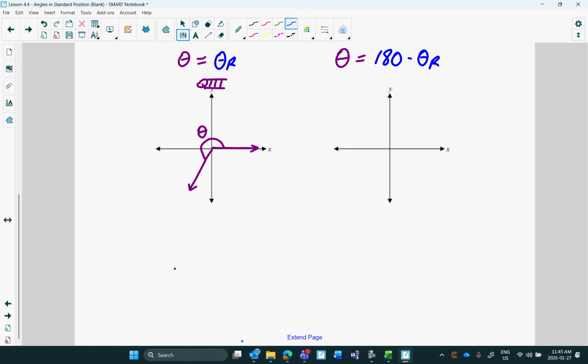Where would it be? Where do I go from here? To there, right? That's the reference angle. Notice in quadrant 3, the reference angle is actually part of the actual angle.